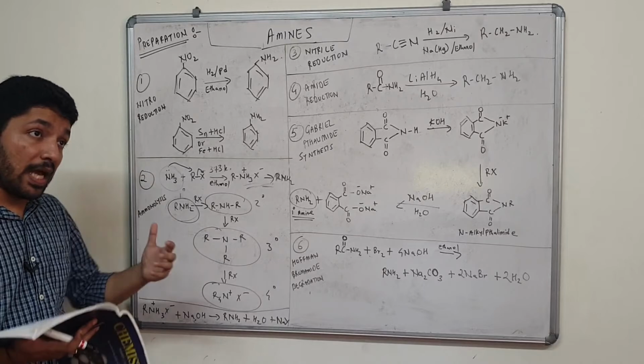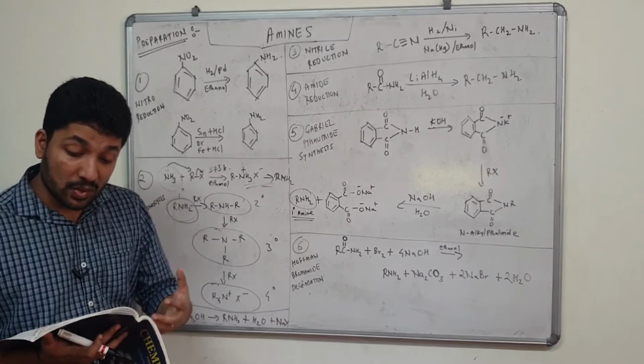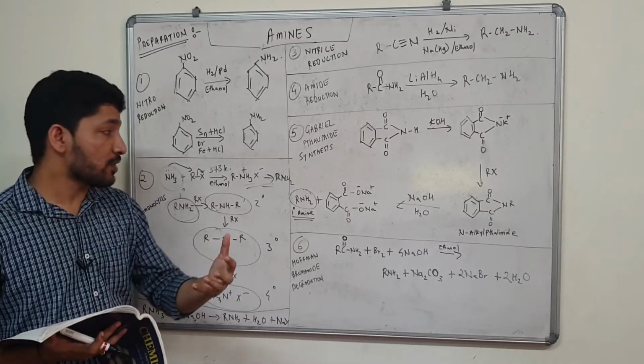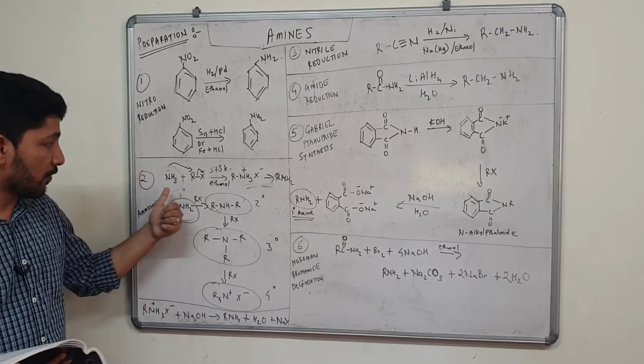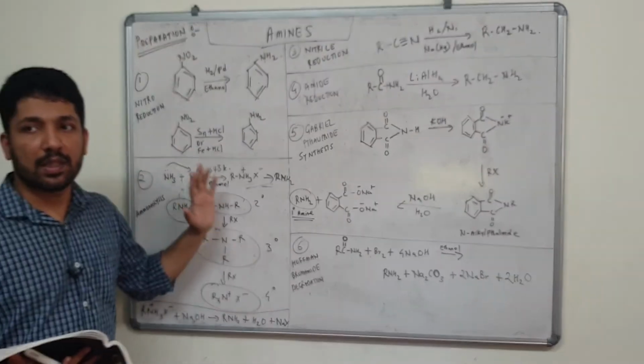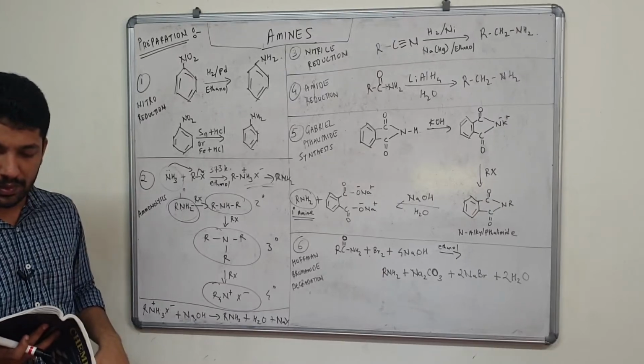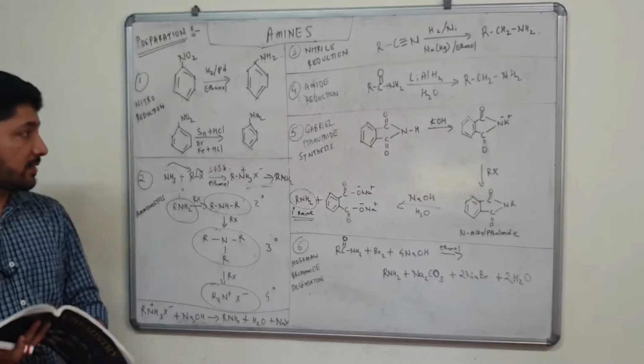Now in this process, how can you get a primary amine? You can take a large excess of ammonia, and if you take a large excess of ammonia, you will get a primary amine. You will never go to secondary and tertiary.